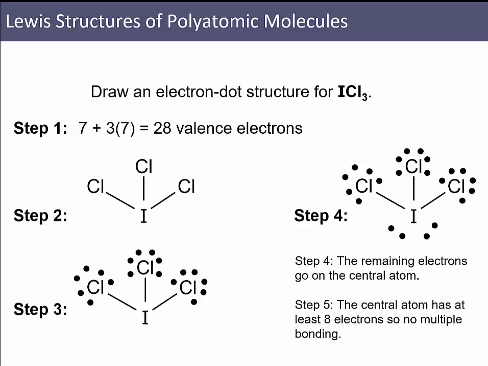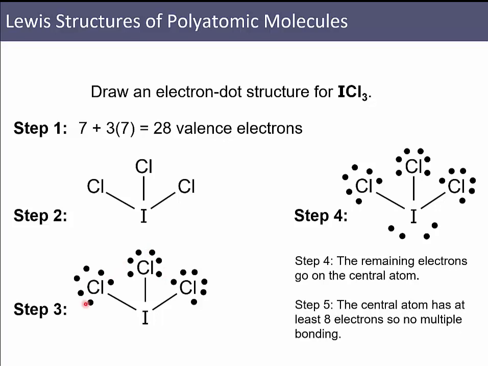If I'm drawing iodine trichloride, I've got 7 for the iodine, 3 times 7 for the chlorine, so 28 valence electrons. I'm going to put my iodine in the middle. I'm going to use 2, 4, 6 right away. I'm going to use 2, 4, 6, 8, 10, 12, 14, 16, 18 around the chlorine.